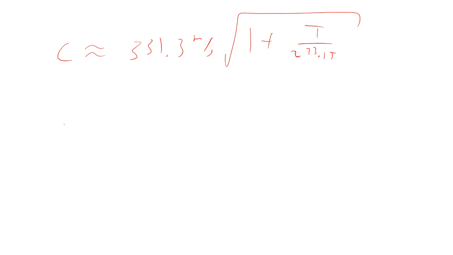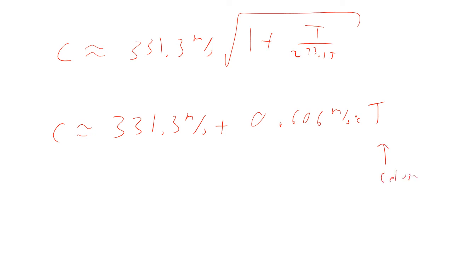If you do a Taylor series expansion of that and keep the first couple of terms, you end up with 331 meters per second plus 0.606 meters per second per degree Celsius times the temperature in Celsius.